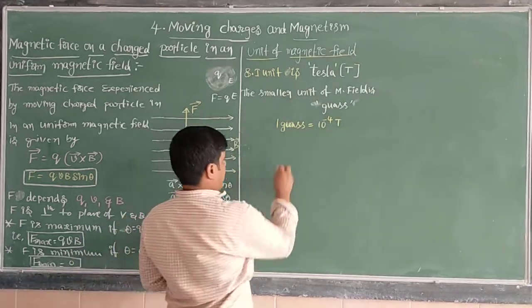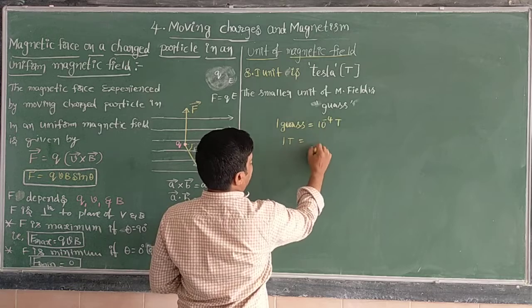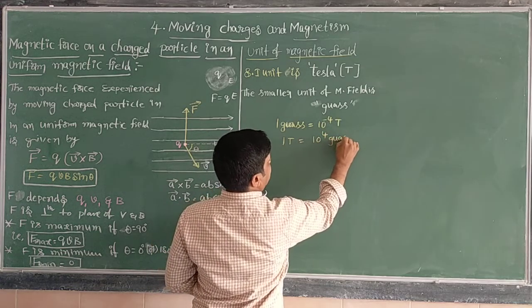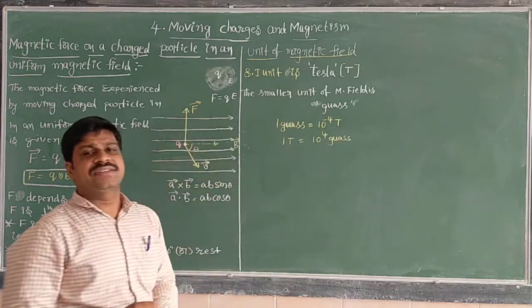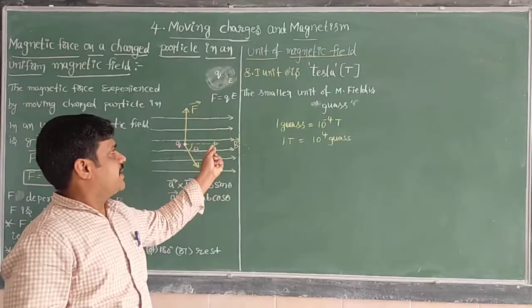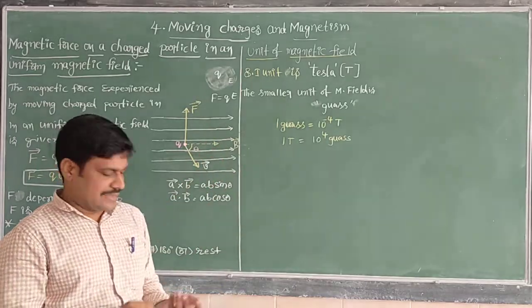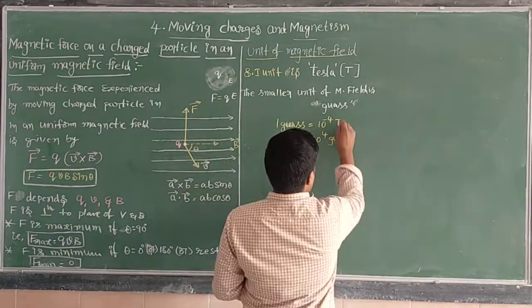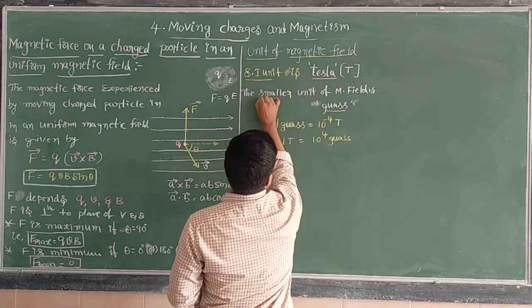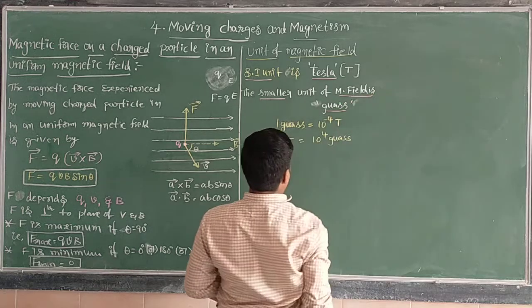That means 1 Tesla is equal to how many Gauss? 10 power 4 Gauss. Now these are the units of magnetic field. The SI unit is Tesla, and the other smaller unit is Gauss. Gauss is the smaller unit of magnetic field. This is the SI unit, and this is the smaller unit of magnetic field.